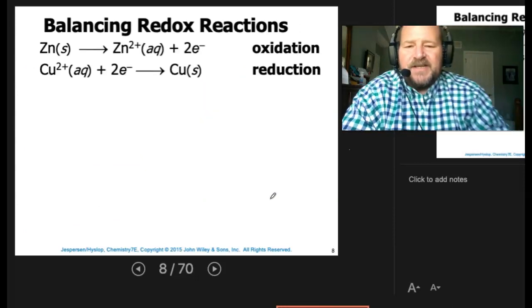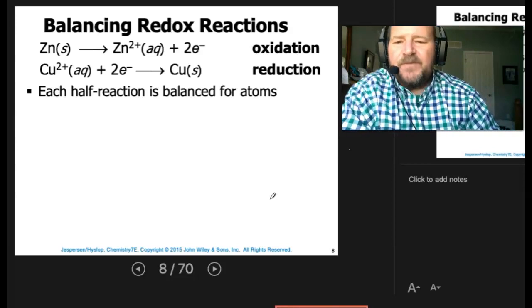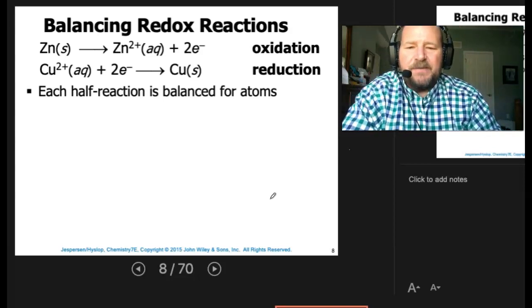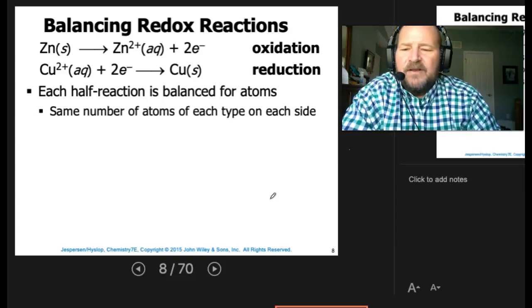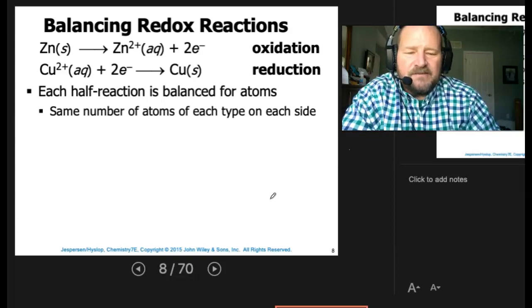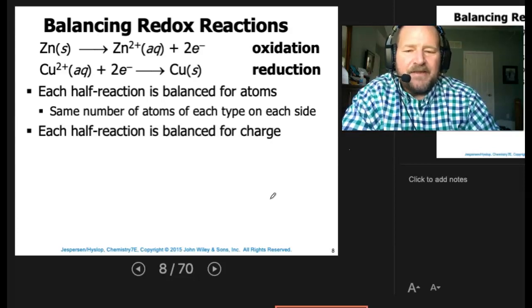So when we look at the oxidation side and the reduction side, we know that each half reaction is now going to be balanced for atoms, right? So I have 1 copper, 1 zinc, 1 zinc. Same number of atoms of each type on each side. Now we didn't worry about electrons. That's going to come when we put them back together.